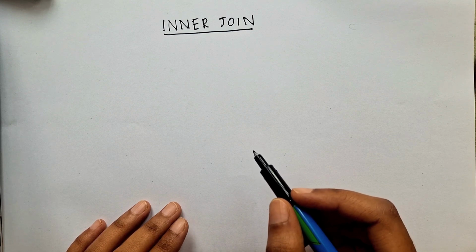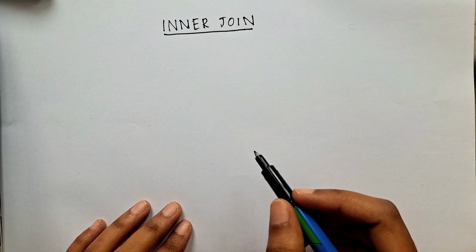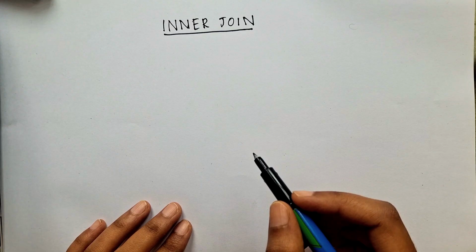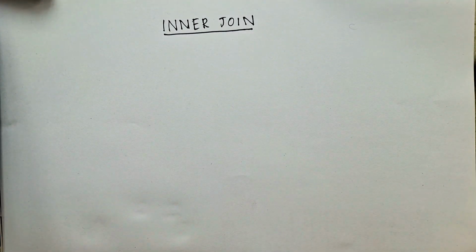For example, if one table contains student details and another table contains their marks, inner join will display only those students who have marks available. So the main idea is it focuses only on matching data and ignores everything else.